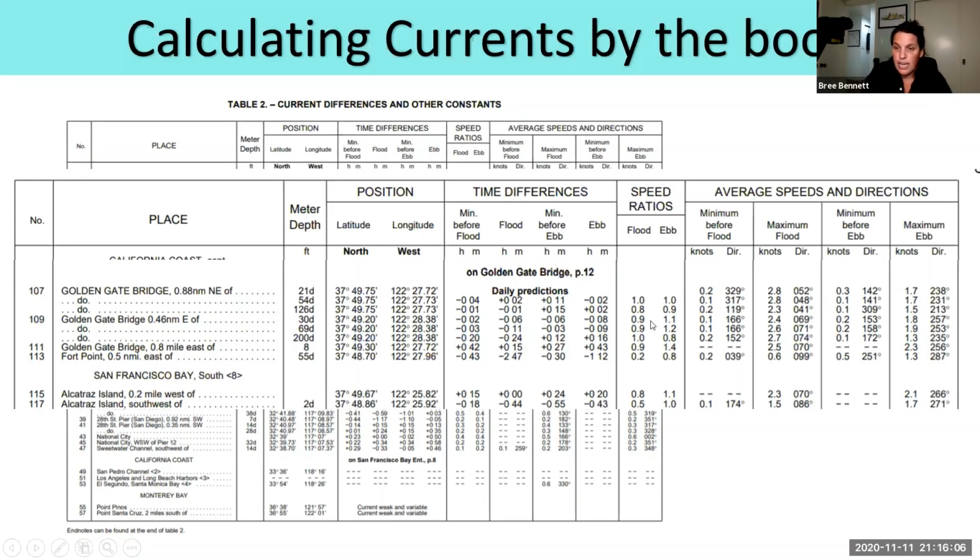We're going to multiply. So we have our time differences, our speed ratios, and then for our subordinate stations, that direction of the current might be different than the actual reference station. So we're going to look at our average maximum floods and ebbs for our direction to figure out which direction it is at our subordinate station.